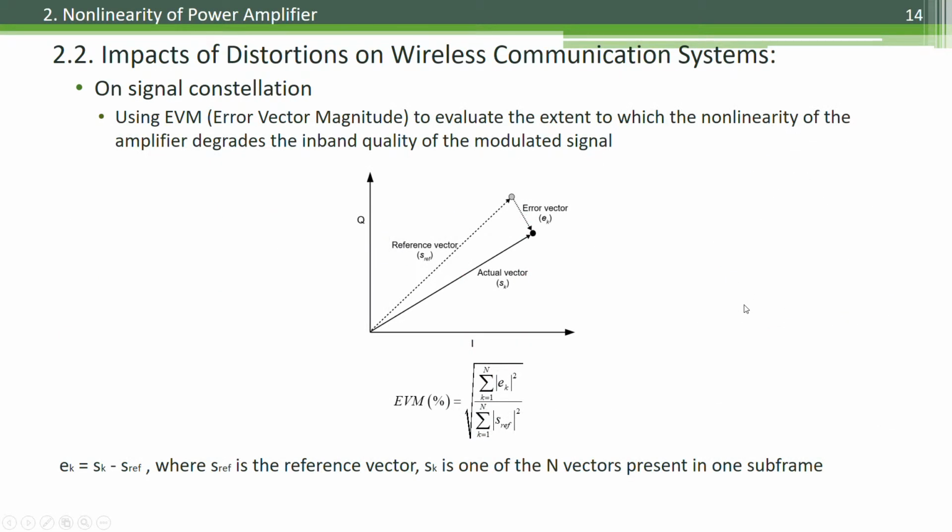We can use the error vector magnitude to evaluate this impact on the signal constellation. The formula is here. And again, the higher the value, the greater the impact.